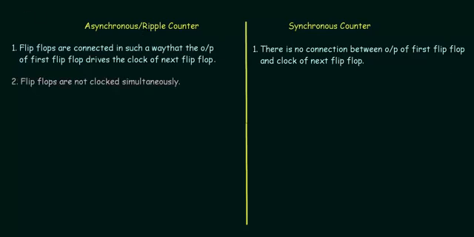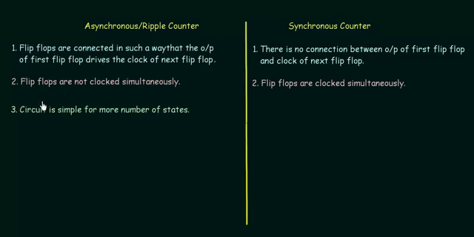Let's move to the second point. It says flip-flops are not clocked simultaneously. It is the same thing that I have explained. In the synchronous counter, the flip-flops receive the clock simultaneously. Now the third point: the circuit is simple for a larger number of states. This is an important point, and I cannot fully explain it right now, because once you design the asynchronous and synchronous counters, you will come to know that the circuit of the asynchronous counter is simple for more states, whereas the synchronous counter circuit becomes complicated as the number of states increases.